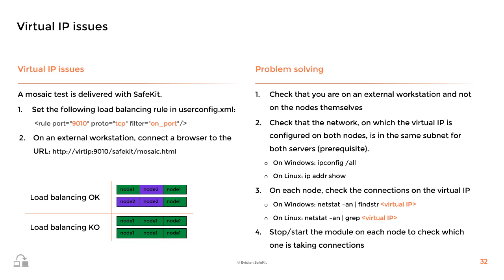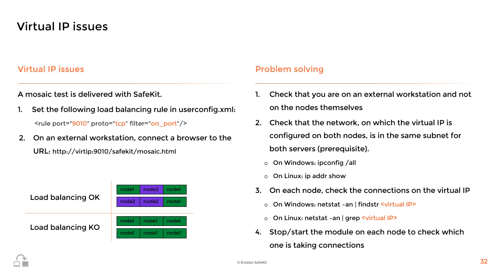First, set a load balancing rule on TCP port 9010, which is the port of the SafeKit web service, and configure the filter with the on_port value. This configuration allows the TCP sessions of the same client to be load balanced across all nodes of the farm.